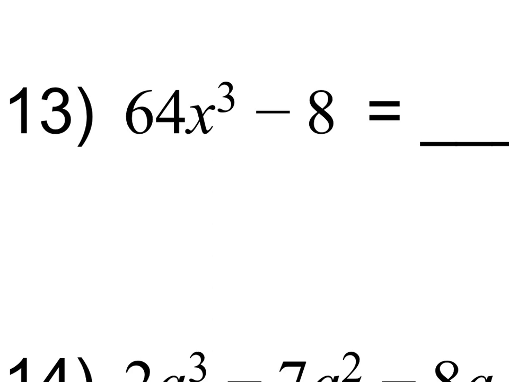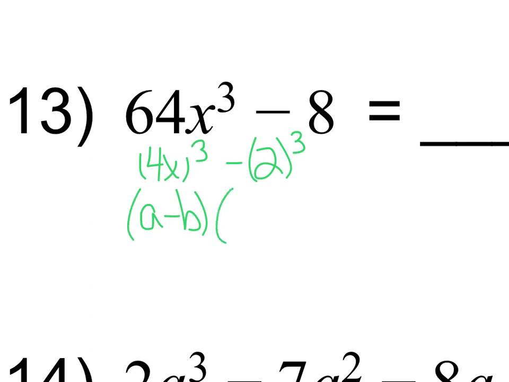We have a 3rd power, which means we want to write 64x to the 3rd as a cube. So we're going to have 4x to the 3rd power minus 2 to the 3rd power. If we remember our formula, if it's the difference of cubes, we'd have a minus b, a squared, opposite sign, plus ab, always positive b squared. So now we're just going to fill in the a's and the b's. A is going to be 4x, b is going to be 2.